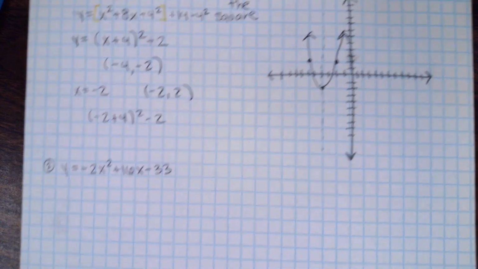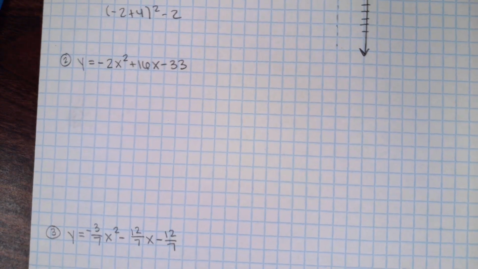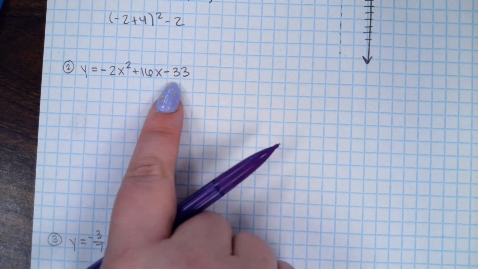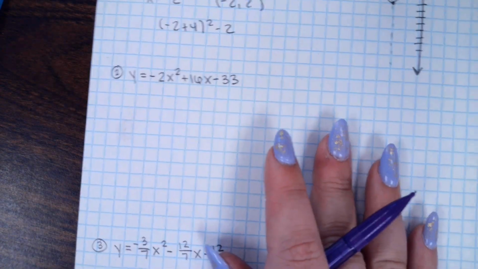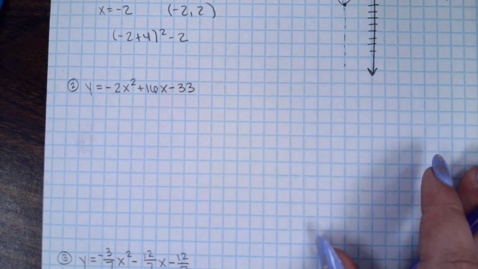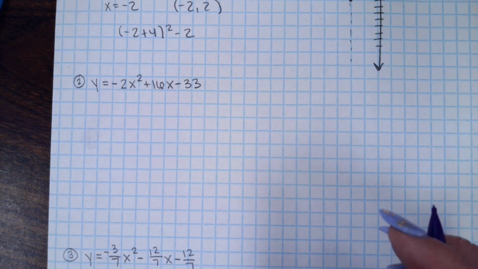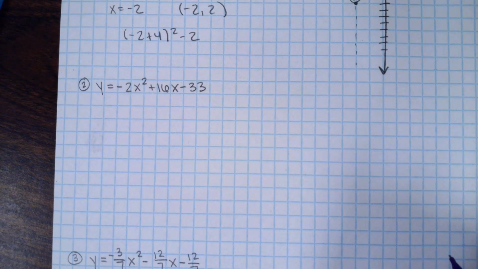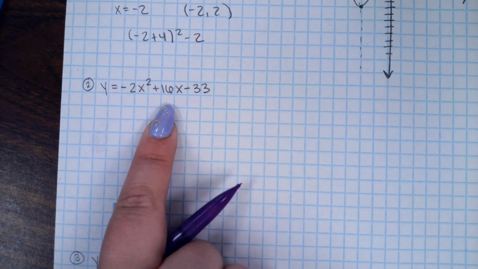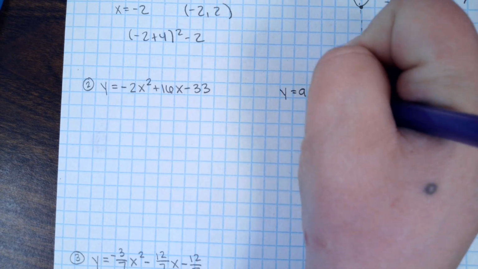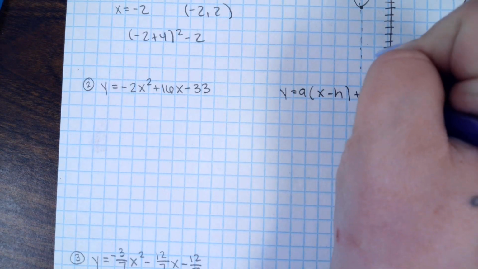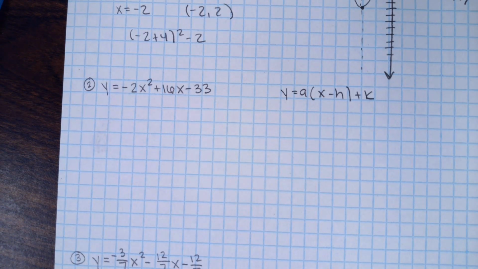All right, I have 2 more examples for using completing the square to turn this into vertex form. I'm not going to graph these other ones because there's a whole video on that. So I just want to show you manipulating these equations. All right, so we have standard. We're going towards vertex, in case we need a reminder what the goal is. Here is our general form of vertex form. We need to complete the square.